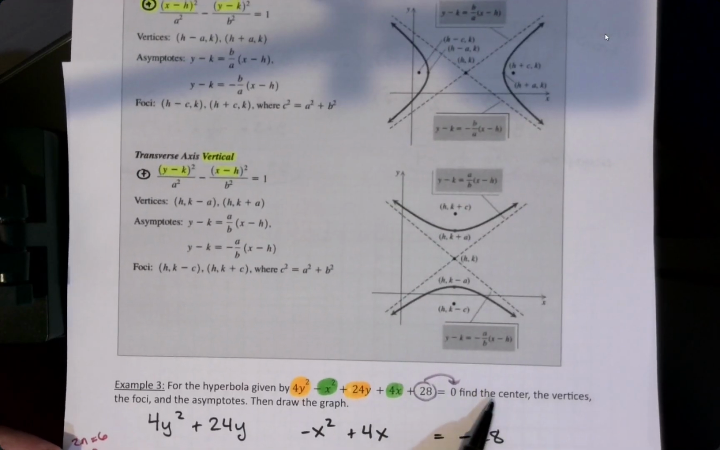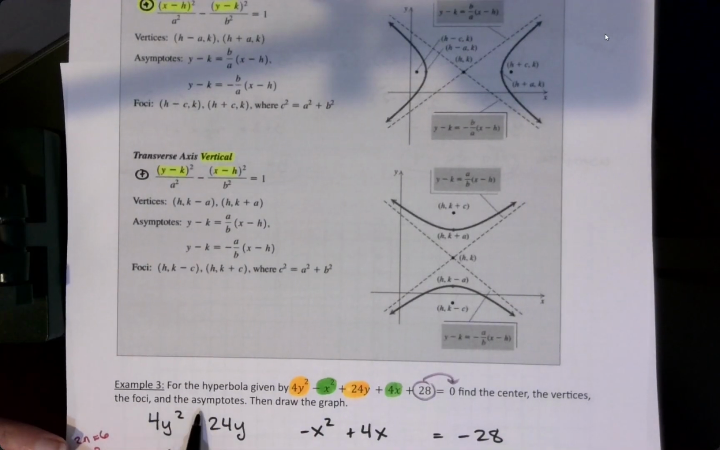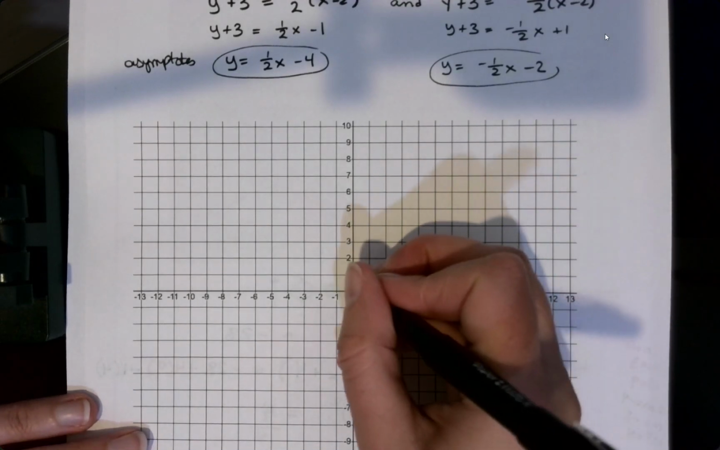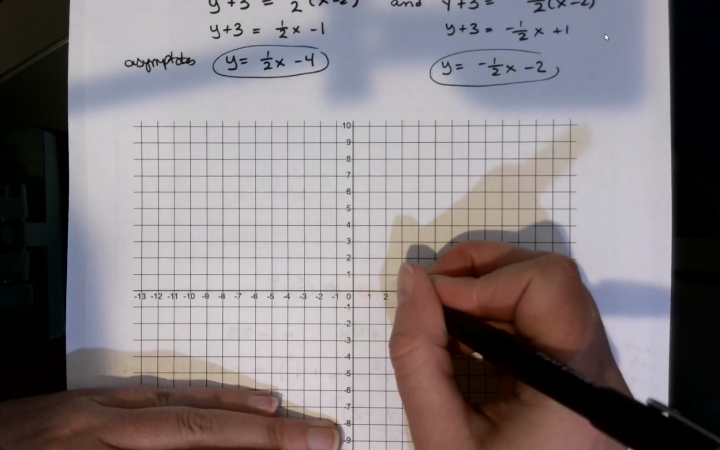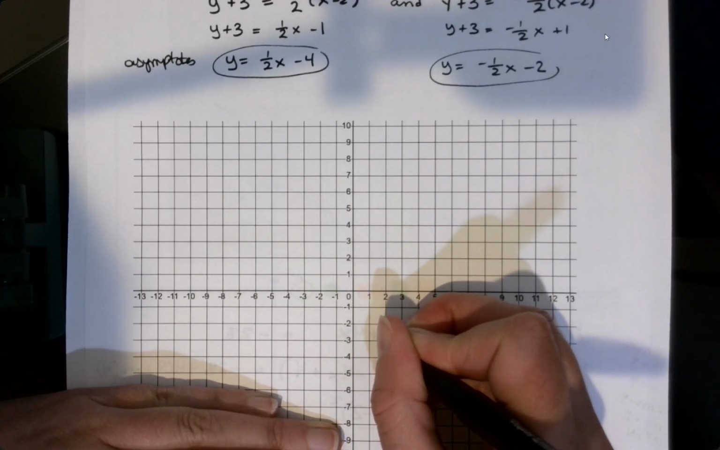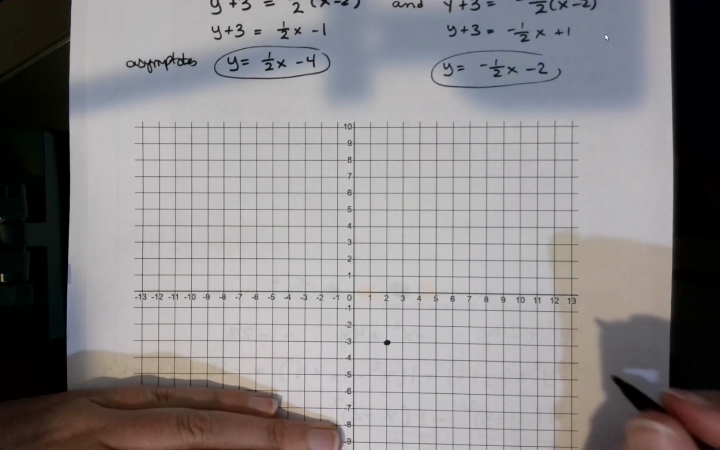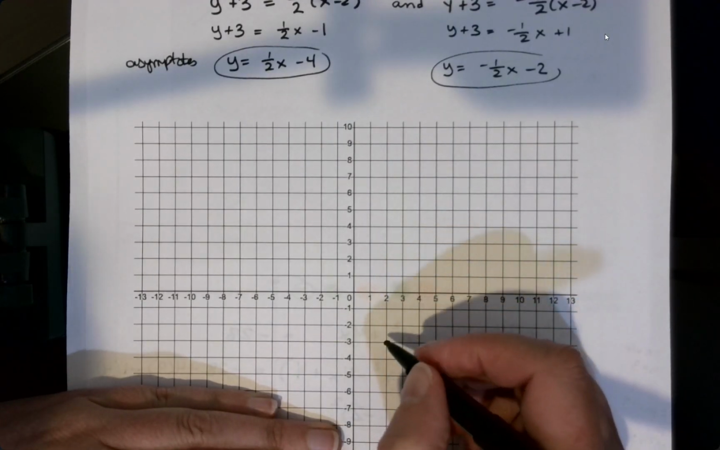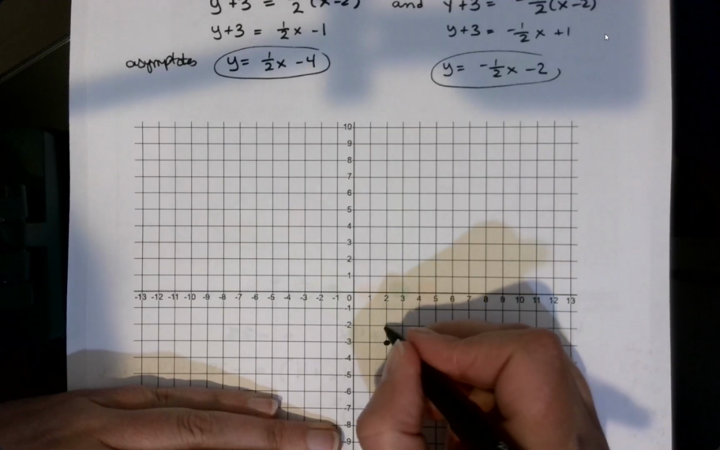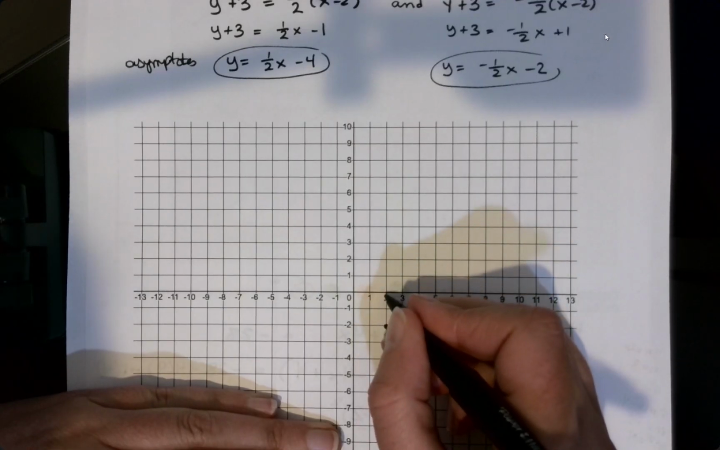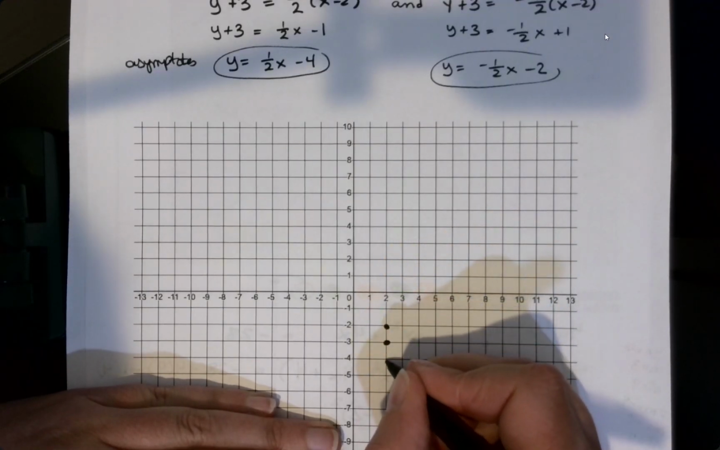All right, I believe that's what I needed. I needed center, vertices, foci, and asymptotes, then draw the graph. I have all the pieces I needed. So our center was at (2, -3). Our vertices were at (2, -2) and (2, -4).